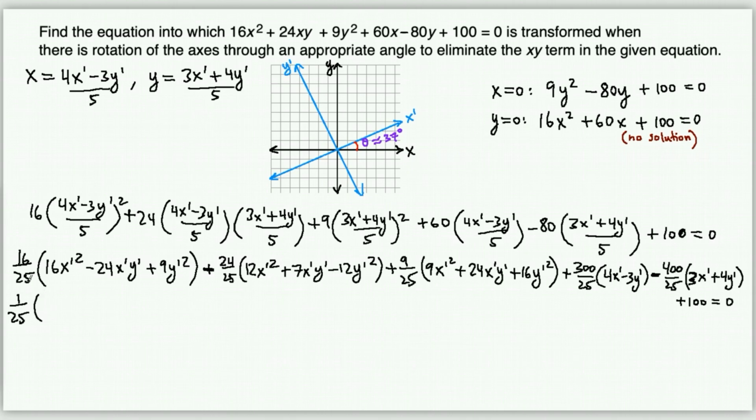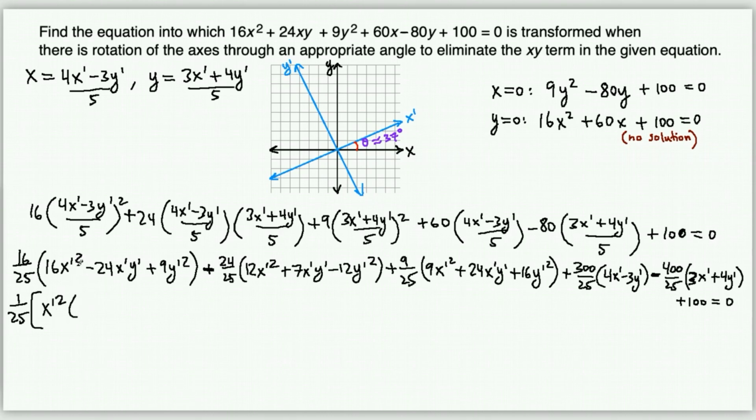We can take that out because 1 over 25 is common to all of these parentheses here, right? 1 over 25 can be taken out. That's the GCF of these constants, or coefficients rather. So then we can start with x prime, well rather x prime squared. Let's take that out first.